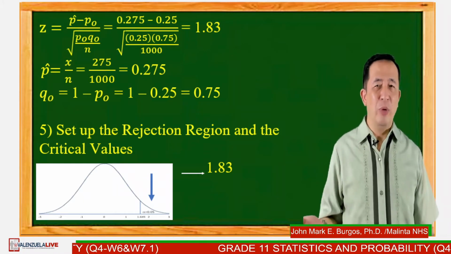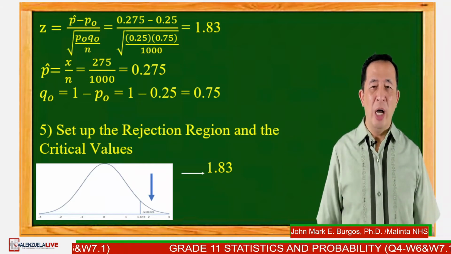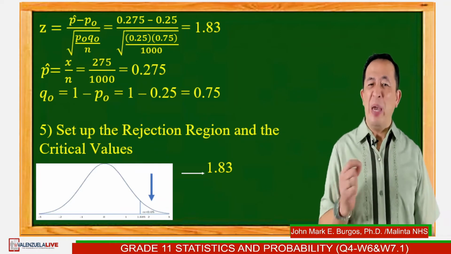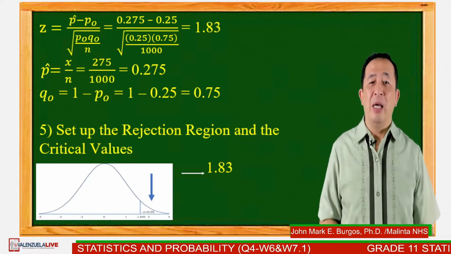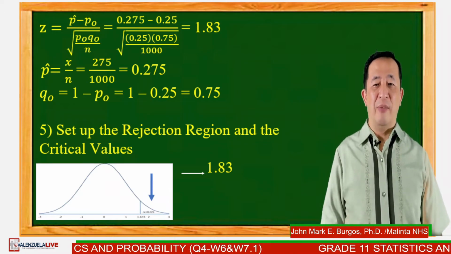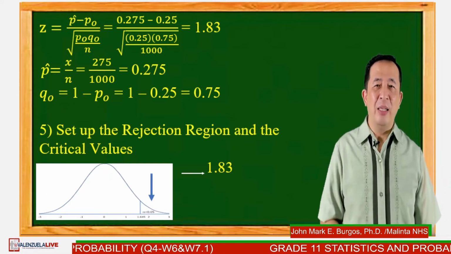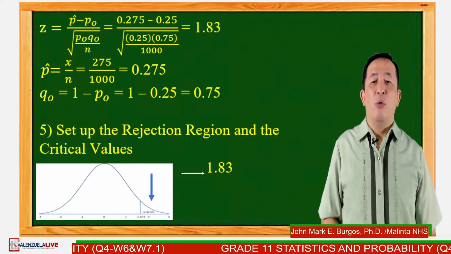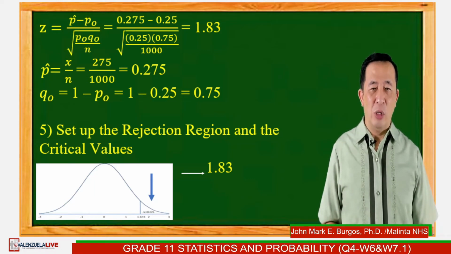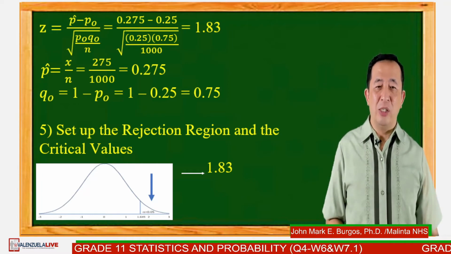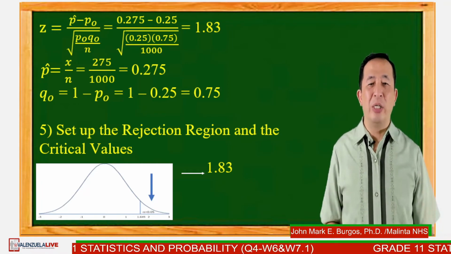So how did we get that Q sub O? It is 1 minus P sub O, or 1 minus 0.25, which is equal to 0.75. And the fifth thing that we have to consider is we have to set up the rejection region and the critical values, which is in the rejection region of 1.8.